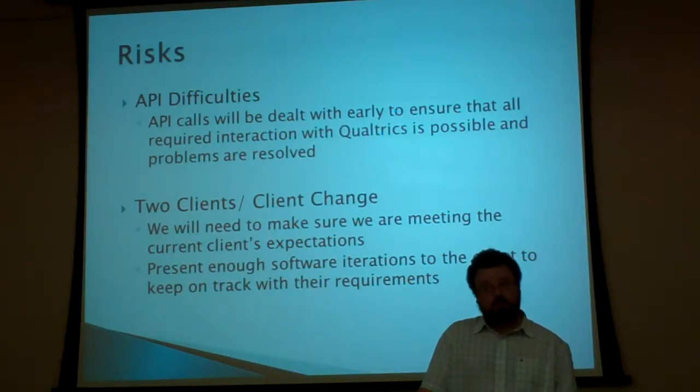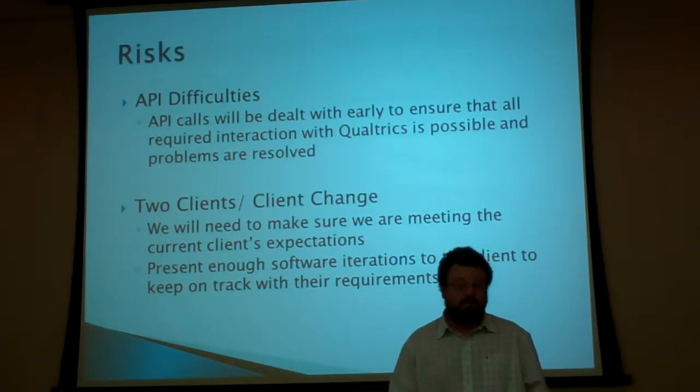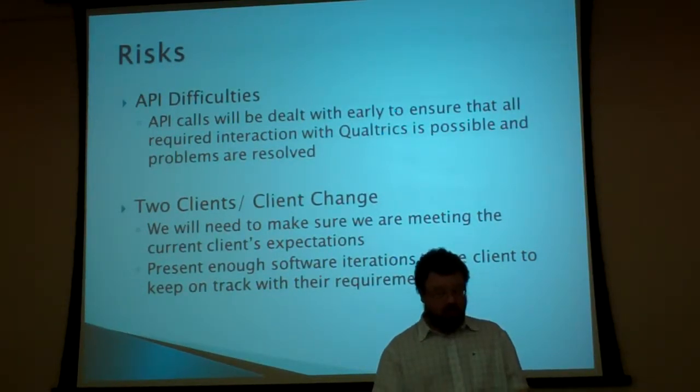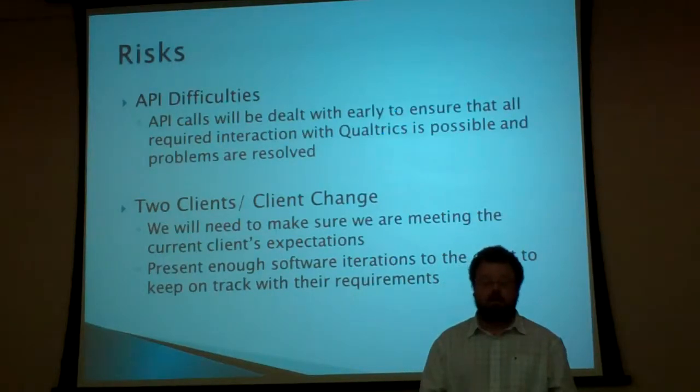Our biggest risk is probably getting full functionality out of the API with Qualtrics. Right now we don't have tokens to even be able to see the methods yet, so that will hopefully change soon, and that'll probably be priority number one for us to get those basically working.